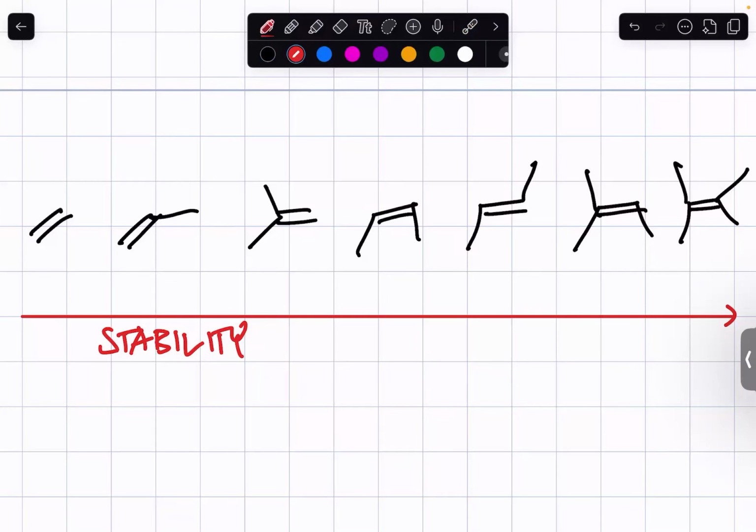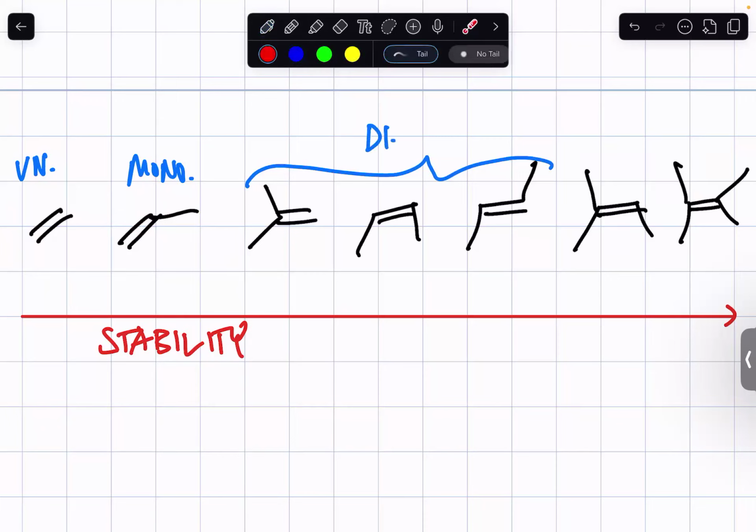The leftmost alkene is going to be unsubstituted, because there's no R groups around it. It's surrounded by four hydrogens: one, two, three, four. This right here is a mono-substituted alkene because there's only one R group surrounding that alkene. This set here is going to be a di-substituted alkene because there's two R groups surrounding it: one, two, one, two, one, two. This one is tri-substituted because there's three groups surrounding it: one, two, three. This one is tetra-substituted because there's four groups surrounding it: one, two, three, four.